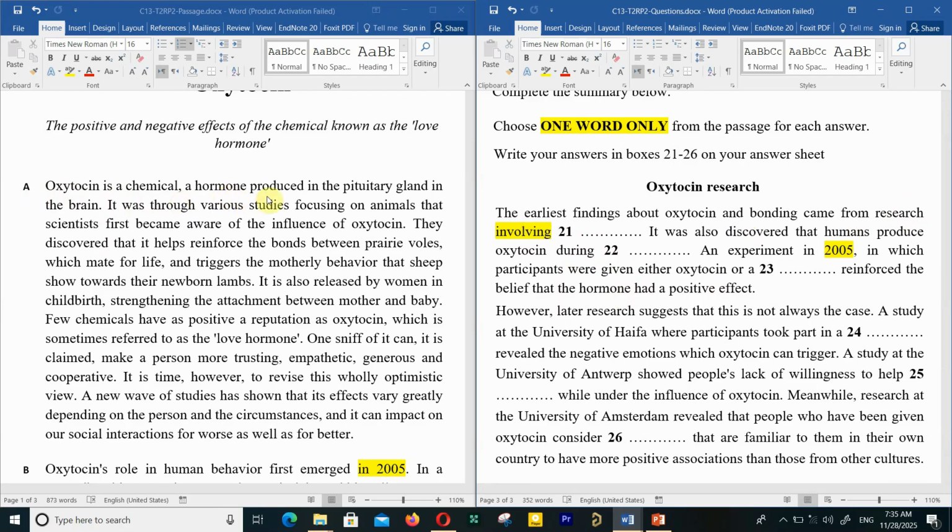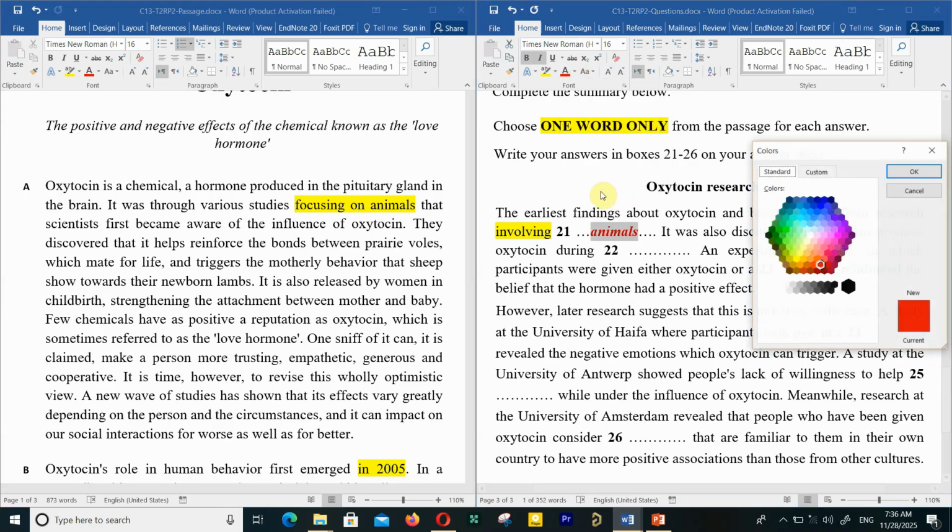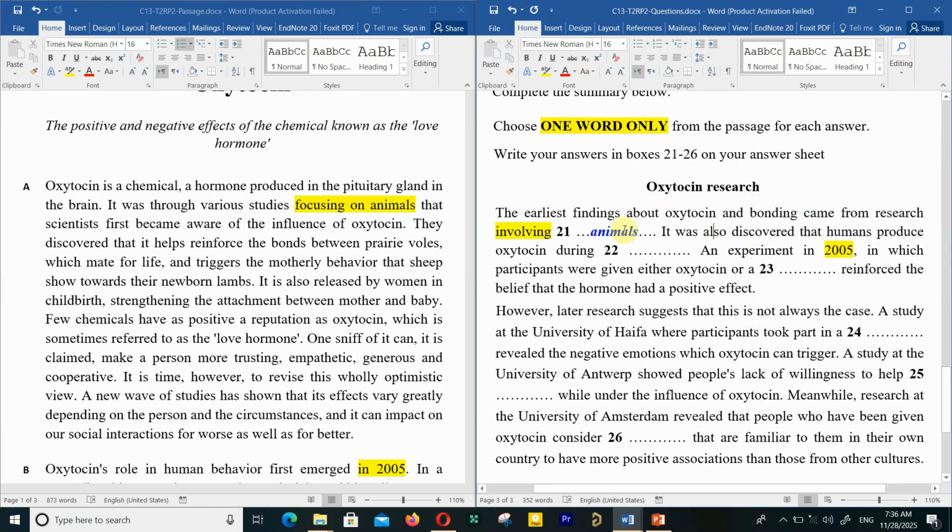Oxytocin is a chemical, a hormone produced in the pituitary gland in the brain. It was through various studies focusing on animals. So, research involving what? Involving animals. I try to show you the answers in another color, to make it easy for you to find them.